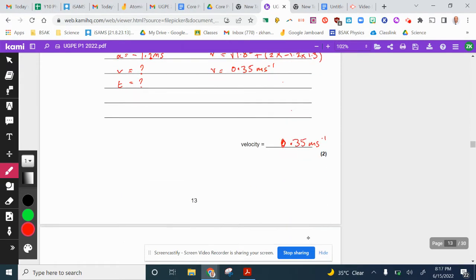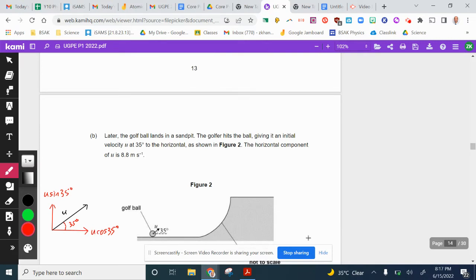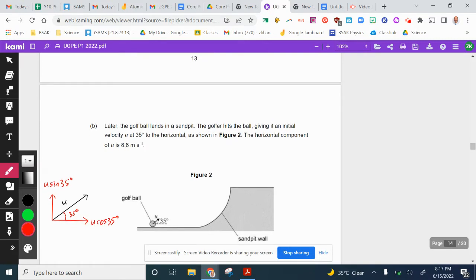The next question is the golf ball lands in the sandpit. So there's a sandpit, it's part of the sandpit. The golfer hits the ball and gives it an initial velocity u. So it has an initial velocity u in this direction. I've shown it slightly bigger here, u in this direction, at an angle of 35 degrees to the horizontal. Okay, there's the horizontal and that's 35 degrees.